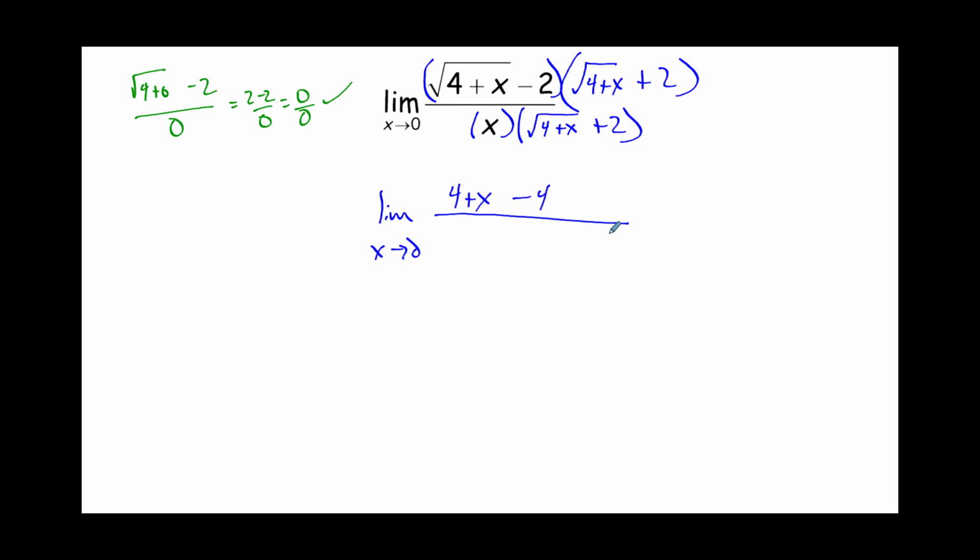And on the bottom, okay, we have x. Nothing changes on the bottom. Okay, don't distribute that x. All right, don't try to do that. So let's take a look at some simplification we can do here. Notice we have 4 and a minus 4, so those cancel out.